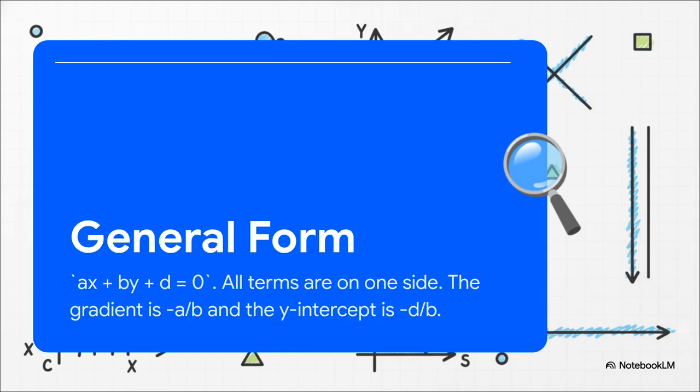Then there's this guy, the general form. You'll see this one a ton in exam questions. It looks all neat and tidy with everything on one side, but it kind of hides the gradient and the intercept. Now yes, there are formulas to find them, but honestly, the safest and best strategy is to just rearrange it back into our good old friend, y = mx + c. It's a skill that will save you again and again.